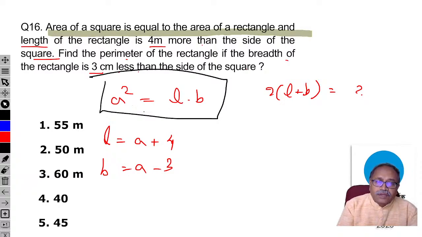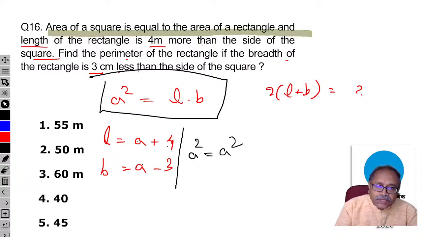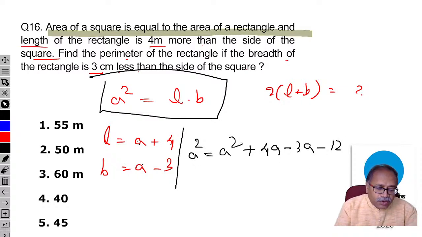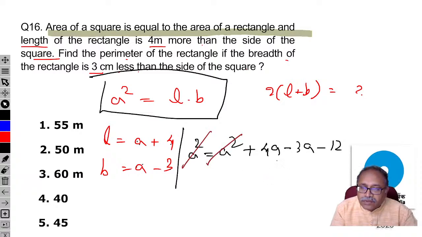So let's take that, write down that square. A square is equal to A into A, that is A square, plus A into 4, that is 4A. After that, minus 3A, and after that minus 12. So this is what. Now for cancellation, let's cancel the two. A square cancels. This is A is equal to 12.